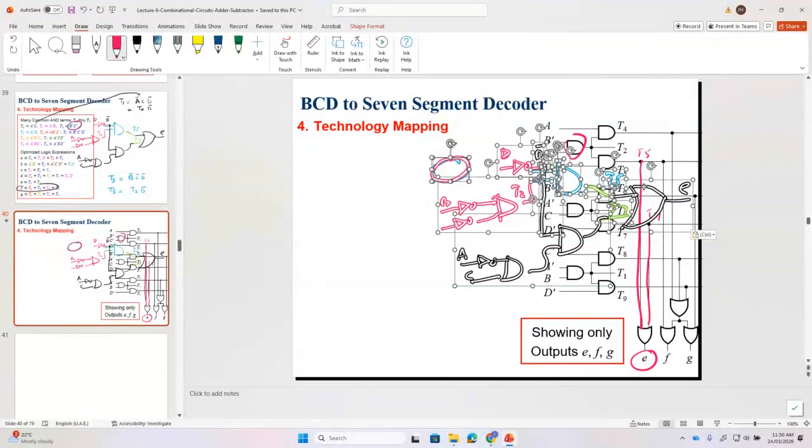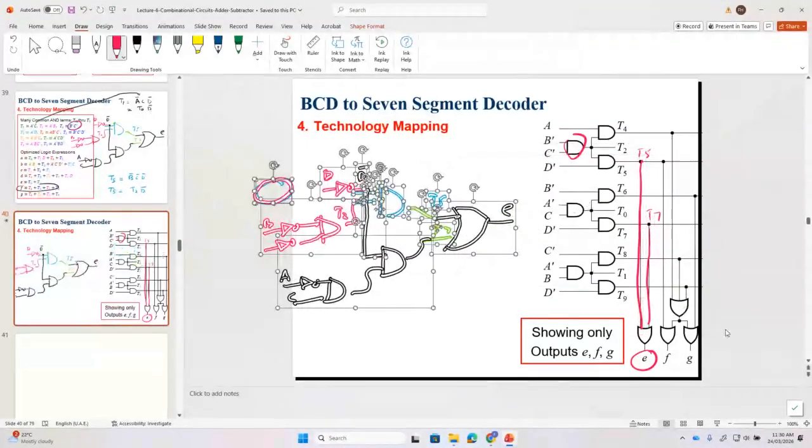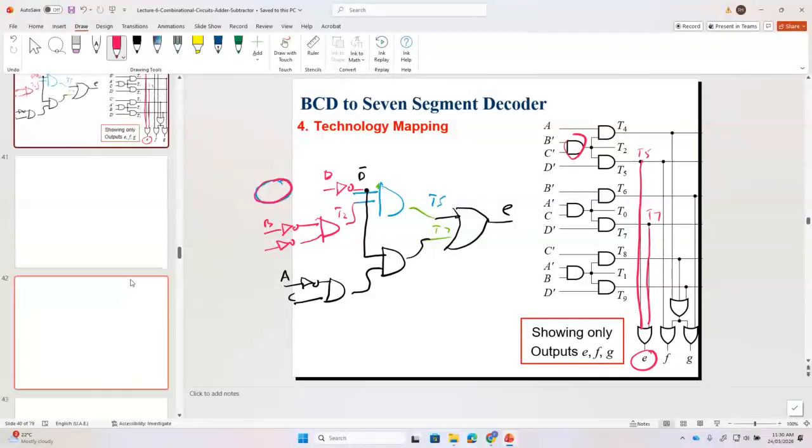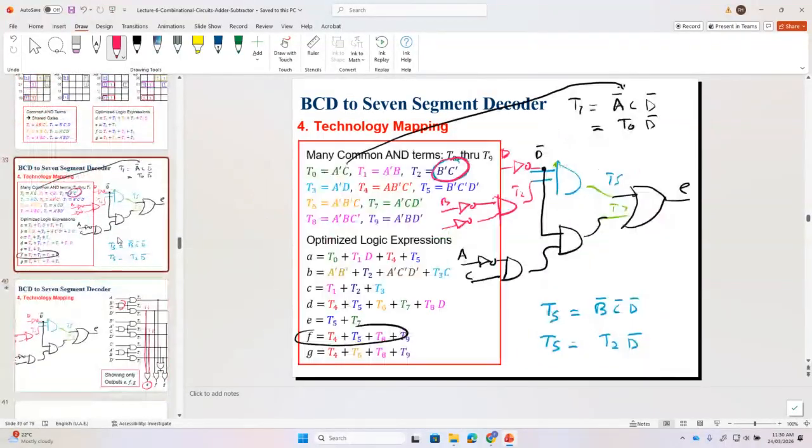Now if you look here, this is my E. It's the same thing or not? These are the same thing. Any question? Yeah. So similarly, we find all the expressions for these things. So this is how we can design a BCD to 7 segment decoder.